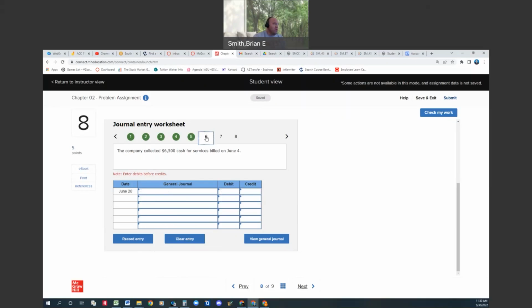Let's see the next one. The company collected cash for service billed. Okay, I'm going to let you do that one. T. James invested an additional $13,500. Okay, I'm going to let you do that one because that's basically the same one as number one.